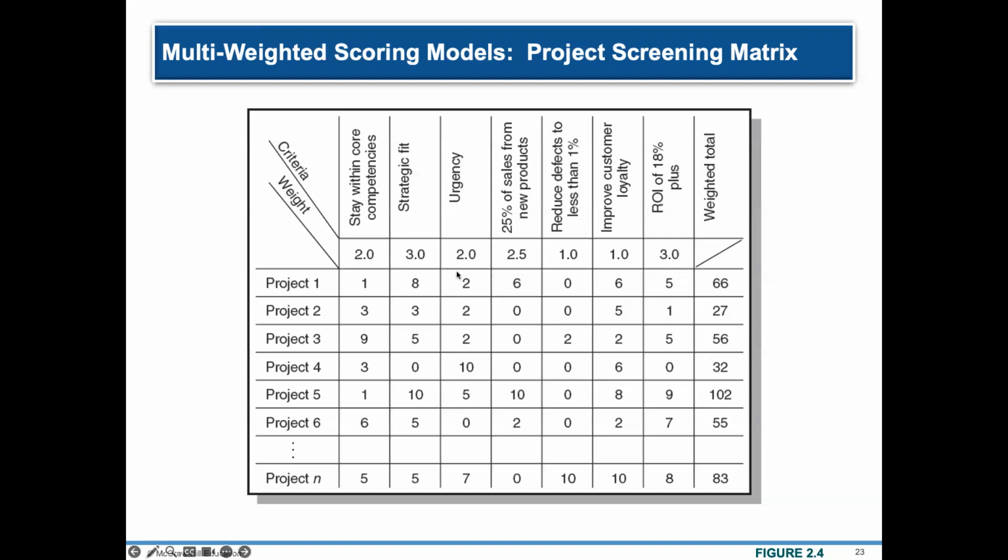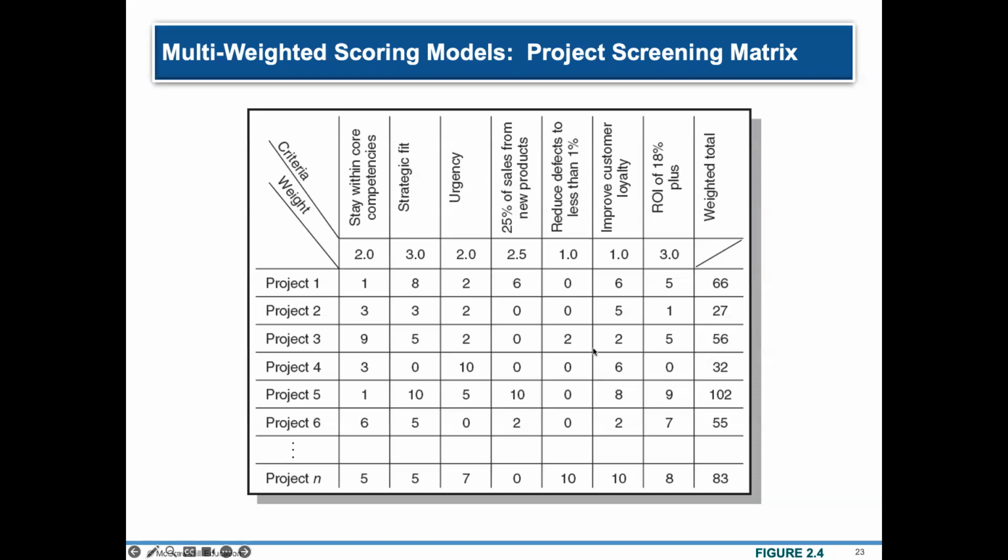It's not as urgent as the other projects, but it brings more than 25%. So they're actually ranking this according to the data. It does not reduce the defects of the company or on the stuff that they have manufactured so far. And relatively, it does well in retaining customer loyalty or improving customer loyalty and gives a decent ROI. And so on and so forth. So for each project, they have to rate each project 1 to 10 based on these criteria above.